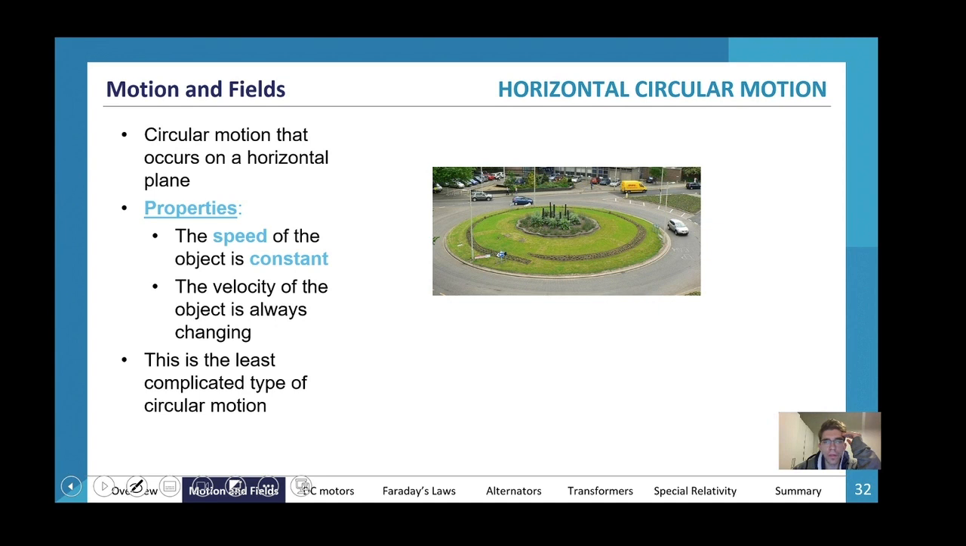Now, obviously, we said that circular motion can appear in three different ways. One way that it can appear is essentially the one you see here. We call this circular motion that occurs on a horizontal plane, where the speed of the object is constant. The velocity of the object is changing, however. And this is the least complicated type of circular motion.